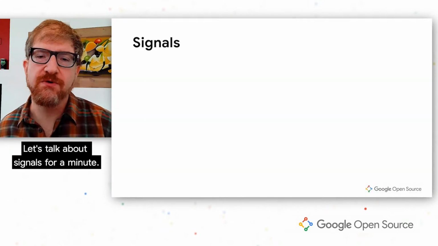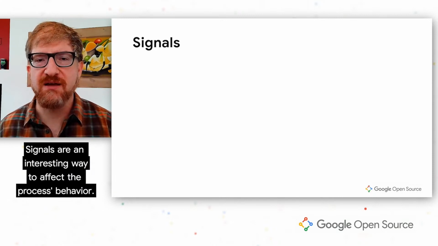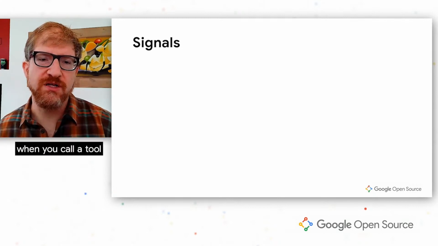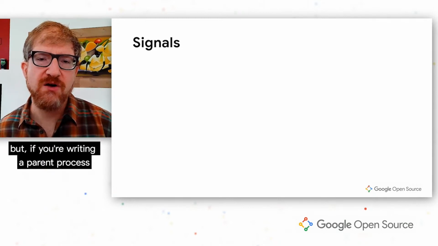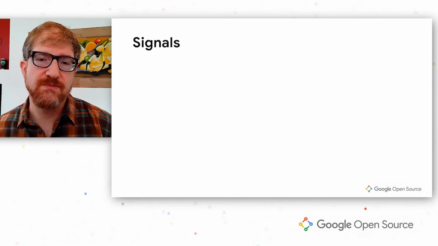Let's talk about signals for a minute. Signals are an interesting way to affect the process's behavior. Normally under Bazel, you don't think about signals being part of the API when you call a tool. But if you're writing a parent process, then this can be a really clever way to control the child process.